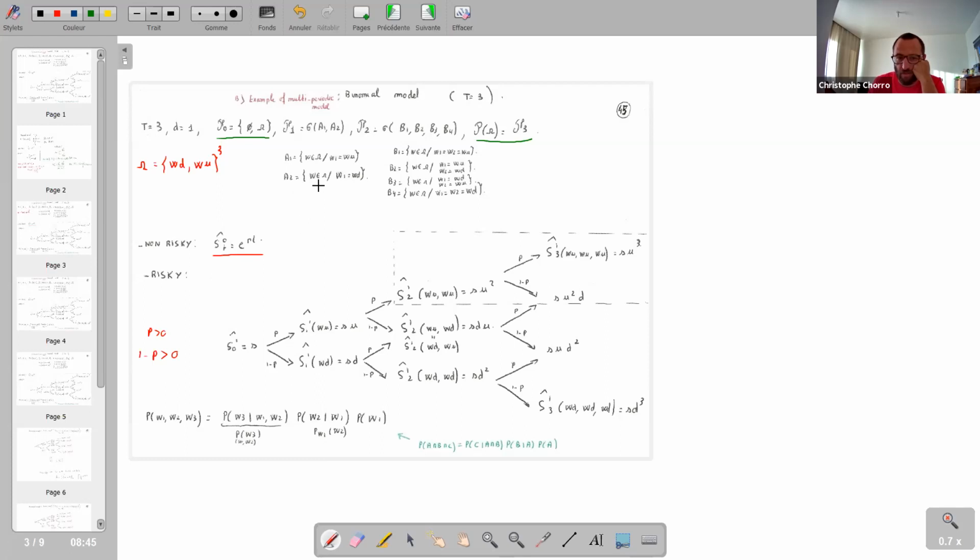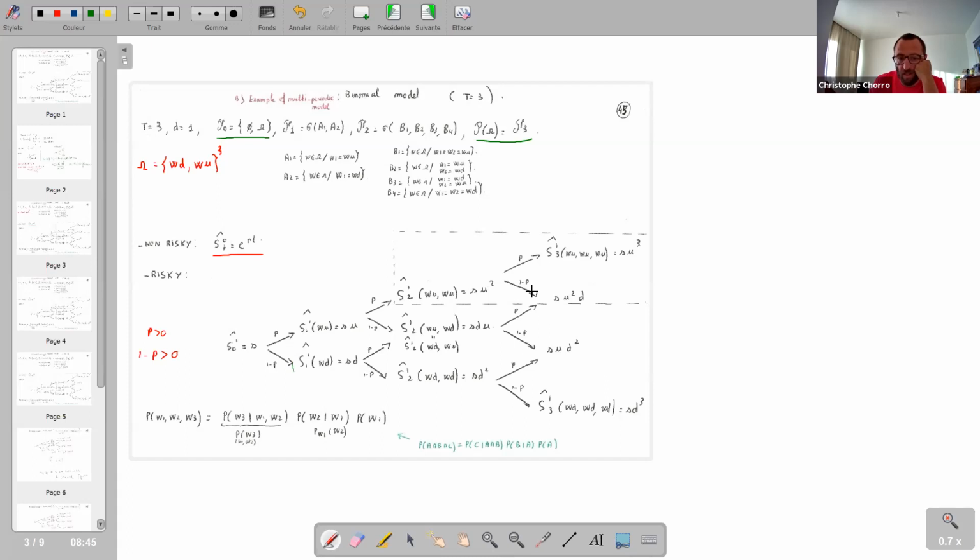What is the set A2? The complementary set. On A2, it means that at time t equal to 1, I am here. Since I have this kind of model, I know that at time t equal to 1 I will be there or there. And the filtration that allows me to model this situation is the one generated by the set for which the first component is WU, and the set for which the first component of my vector is WD.